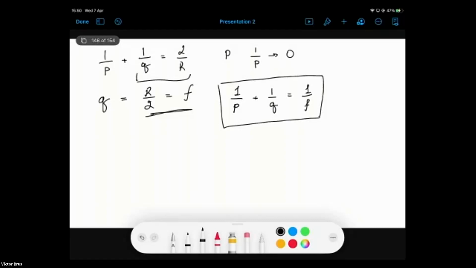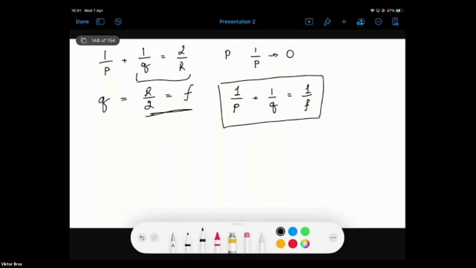It appears to originate from the focal point, then the reflected ray is going parallel to the principal axis. Here is the same. If it appears to go through the focal point, the reflected ray goes parallel to the principal axis.